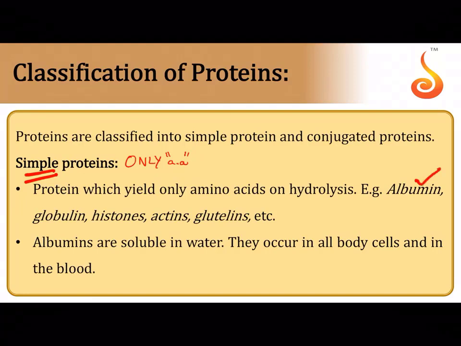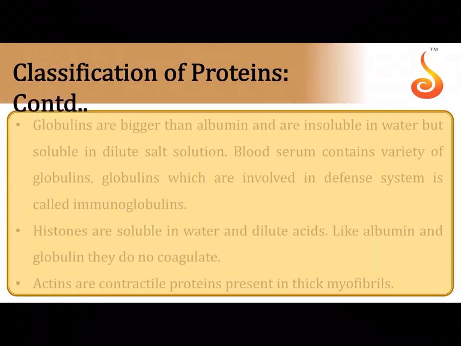For example, you have albumin, globulin. Albumin is found in egg, globulin is found in our blood, immunoglobulin or antibody. Some plant globulins are also found in pea, like legumin of pea. Histones, which are found associated with our DNA. Actin and myosin, which are found in our muscle cells. Glutelin, which is found in rice and wheat. All these are examples of simple proteins because they are exclusively composed of amino acids.